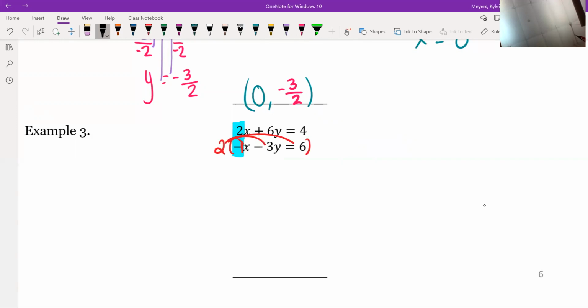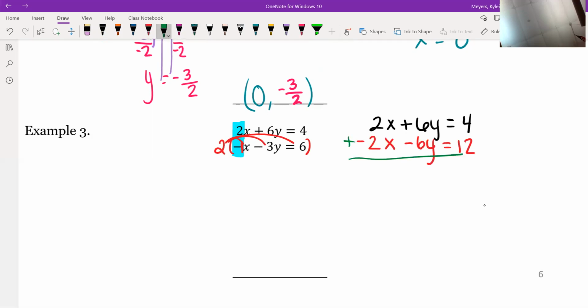So I'm going to distribute a 2 to everything in the parentheses. So again, I'm just going to rewrite the first one exactly how I see it because I'm not doing anything to that one. Now I'm going to write my second one. 2 times -1 is -2x. 2 times -3 is -6y. 2 times 6 is 12. And again, remember, we add up these equations.